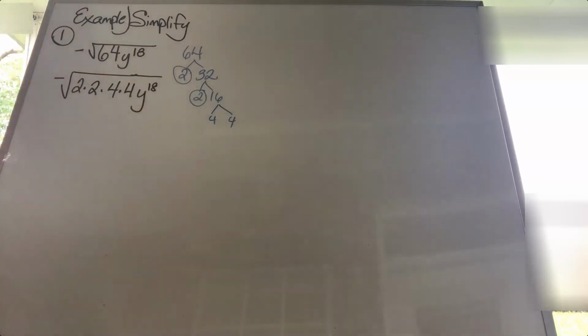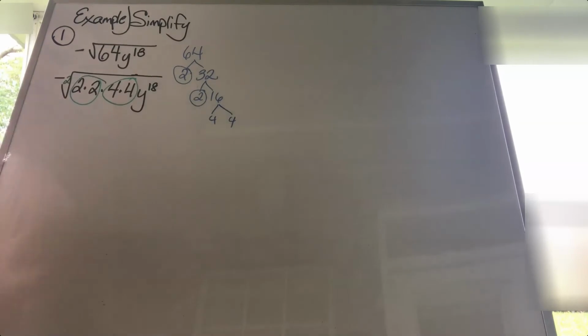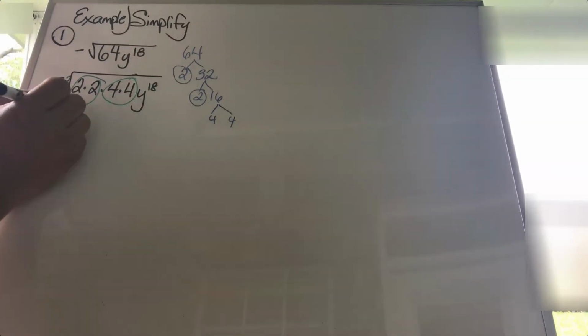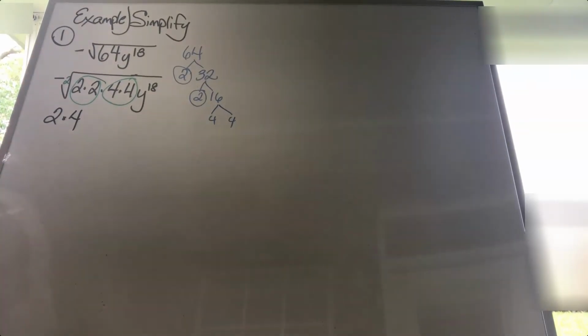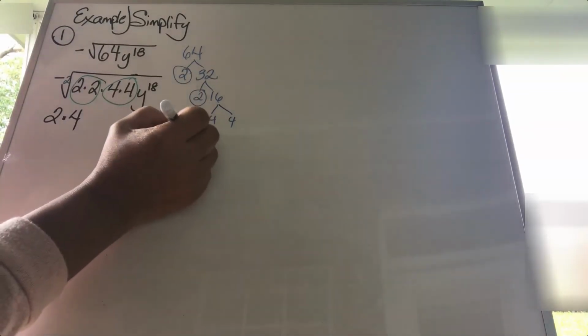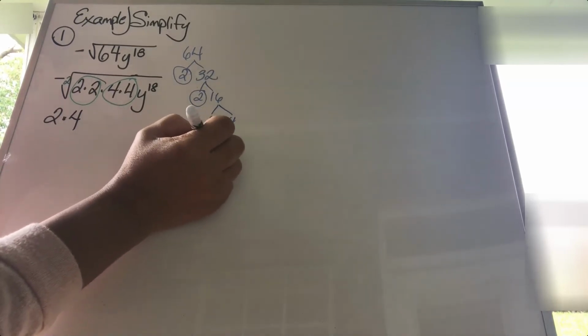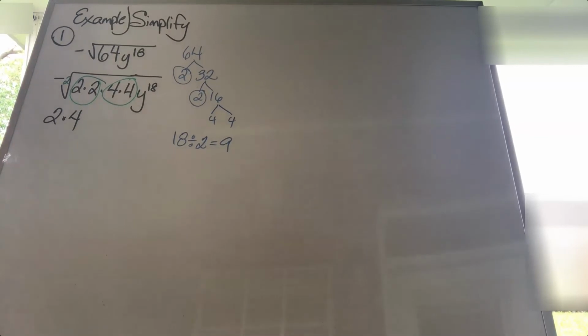So when I rewrite that 64, I'm going to write it as 2 times 2, and then I'm going to grab these 2 4s. I need my sets of 2. I have a set of 2. I have a set of 2. So I'm going to pull out a 2. I'm going to pull out a 4. Then I have to think about that y to the 18th. So my 18, I'm going to divide by my index of 2 and get a 9. That means I'll be able to take out 9 of them.